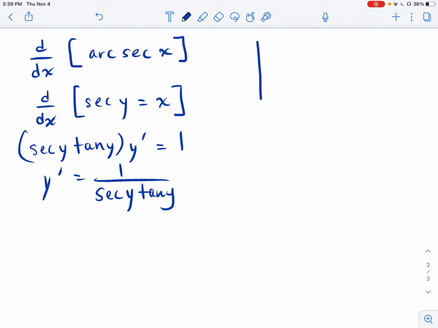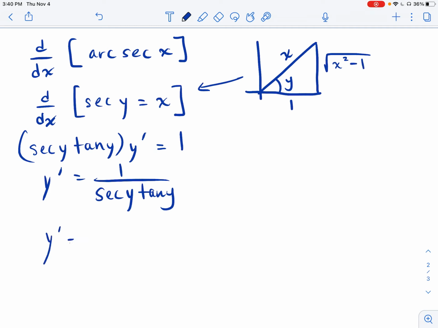And I'm going to draw my triangle now so that I can see what secant of y is in terms of x. So going back to my original equation here, I know that when I take the secant of y, which is hypotenuse over adjacent, I get just x. So hypotenuse over adjacent is x, which using the Pythagorean theorem, I can then say that my opposite side is root x squared minus 1.